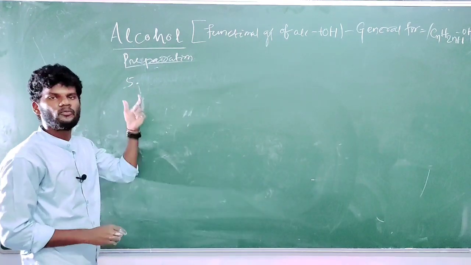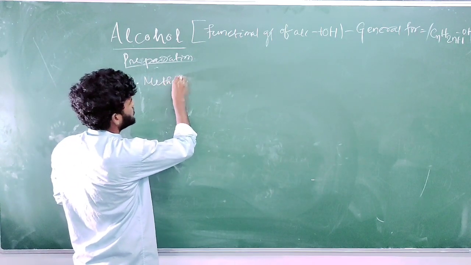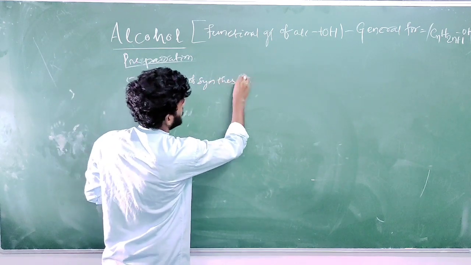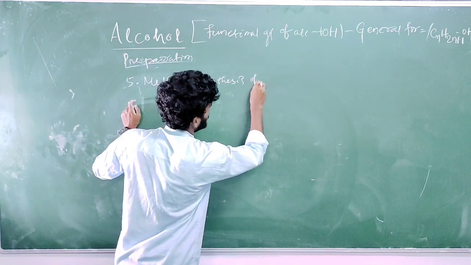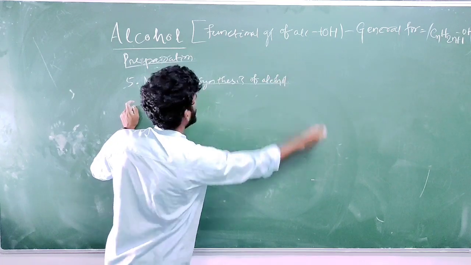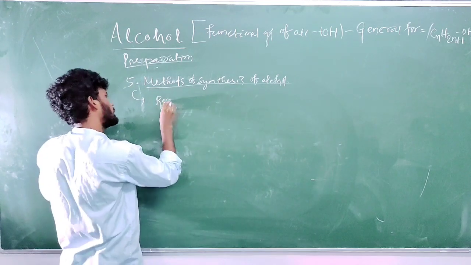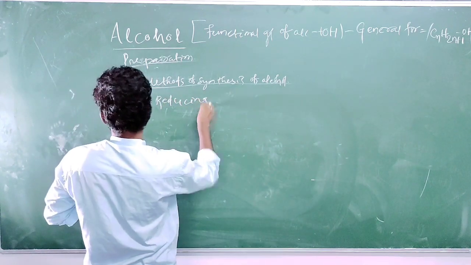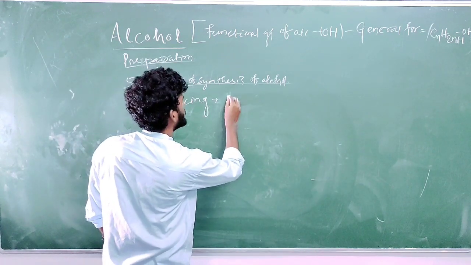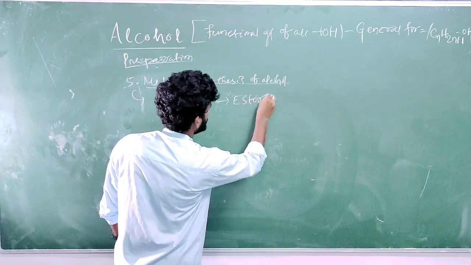Number 5. Coming to number 5, methods of synthesis of alcohol. What is the number 5 method? By reducing ester.